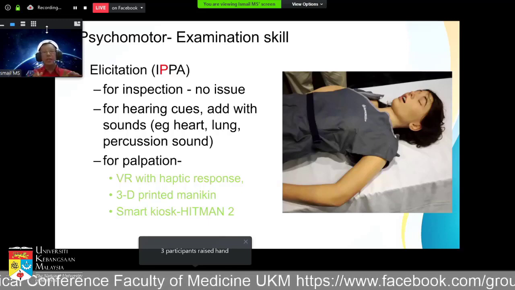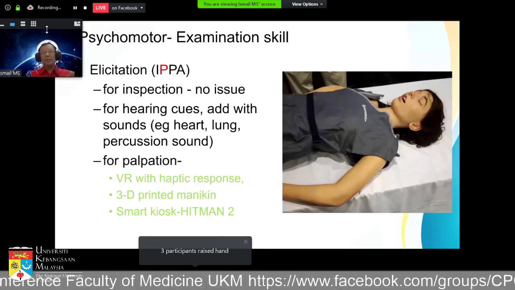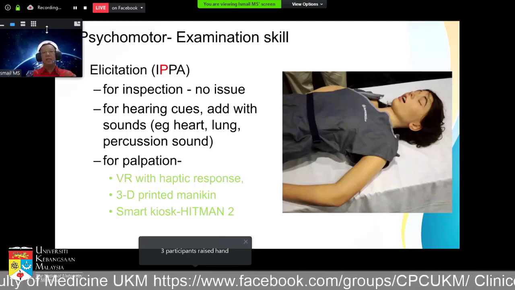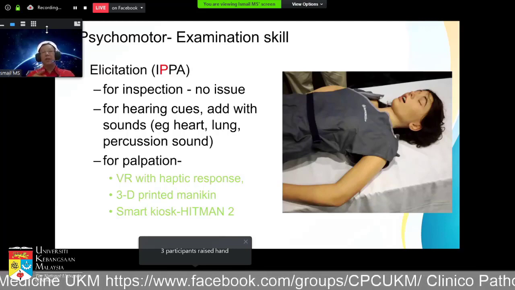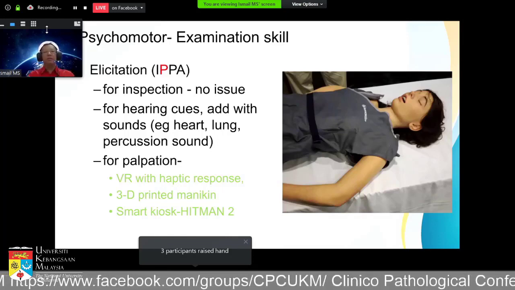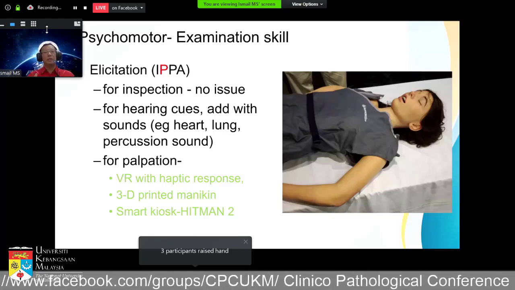Now, what about the psychomotor in terms of the elicitation? When we do elicitations, William Osler was saying that this IPPA: inspection, palpation, percussion, auscultation. I put the P in red because I think for inspection there is no issue. You can show a video, you can show a photo, student can learn.